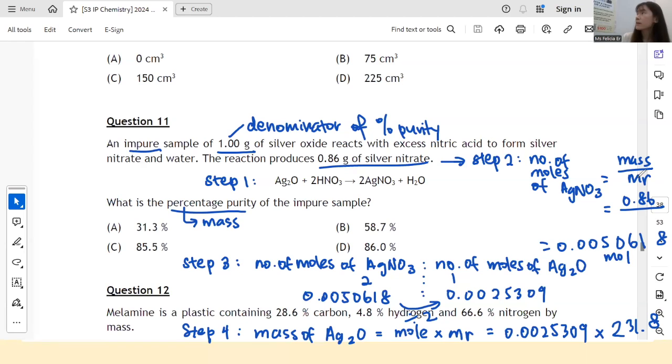Don't need. MR is just look at the chemical formula, ignoring the number in front. So MR is just AgNO3. So MR is the mass of the compound, excluding the coefficient in front.